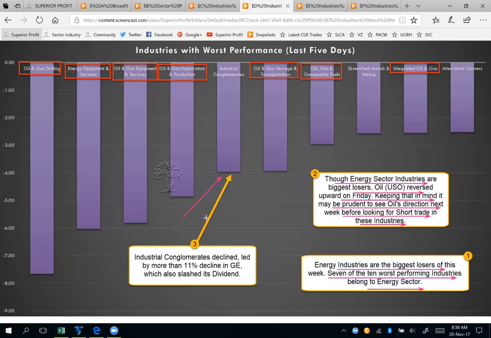Industrial conglomerate is an industry that declined considerably. It was largely due to the more than 11% drop in GE, which also slashed its dividend. When drilling down into the industrial conglomerates industry, I couldn't identify any good short opportunity. As the industry weakened, we are not going to look for any long opportunity in this industry.